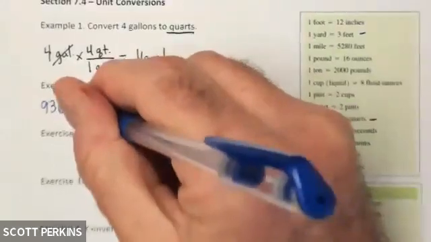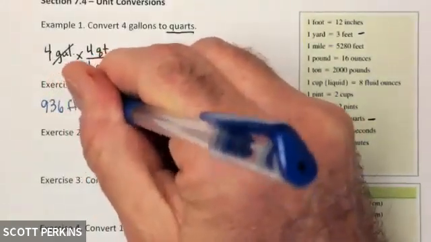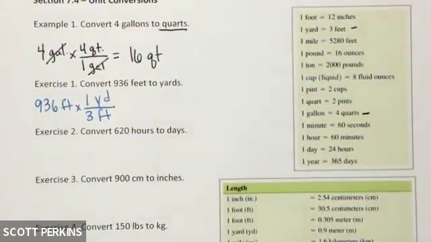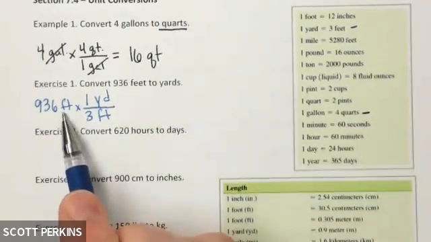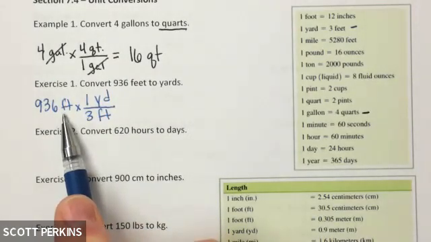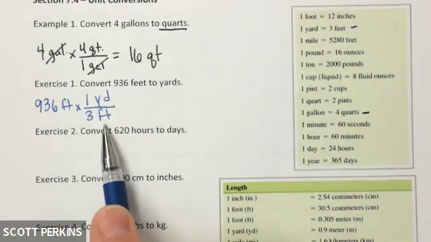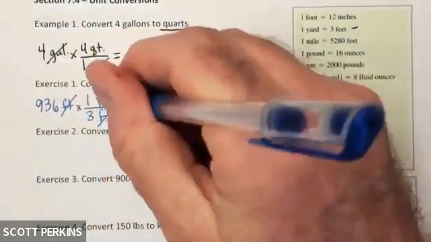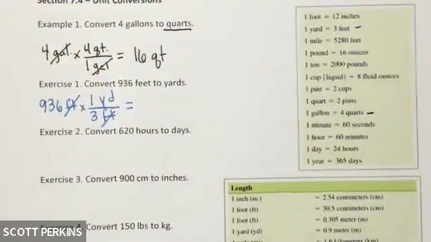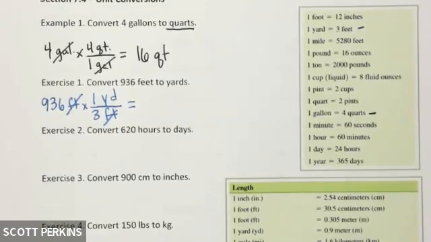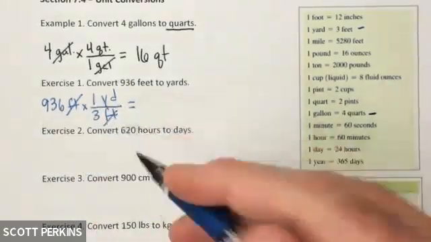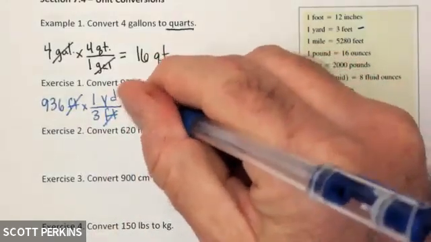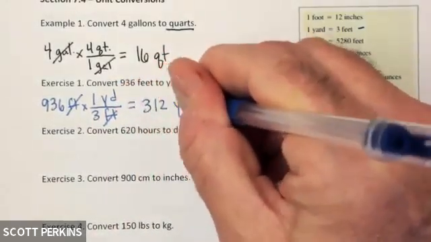Yes, feet on the bottom. Why did you tell me to put the 3 feet on the bottom? Well said. That way it cancels out. That's how you know. I don't want these feet anymore on the 936. My goal is to get rid of the feet. So that's why I put the feet in the bottom so that they cancel out now. And now, what does the problem tell me I do with the 936 and the 3? Do I multiply or do I divide? You divide. Perfect. You don't have to memorize any tricks. It's right there in front of you. So when I do that, I think it's 312 yards.